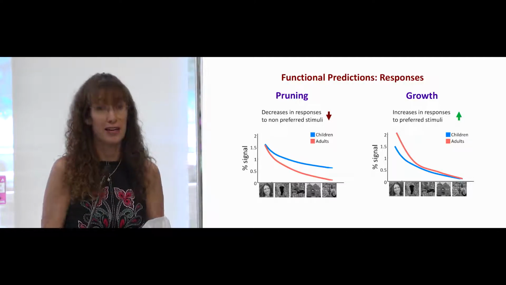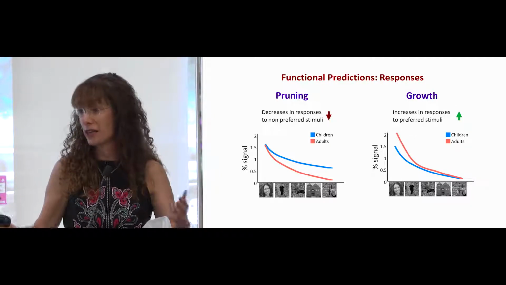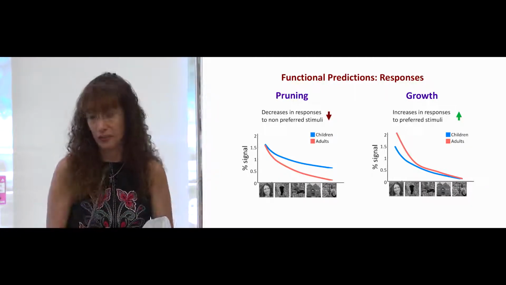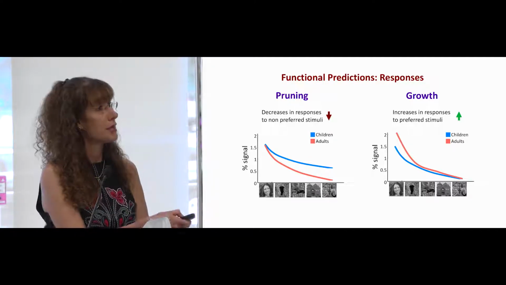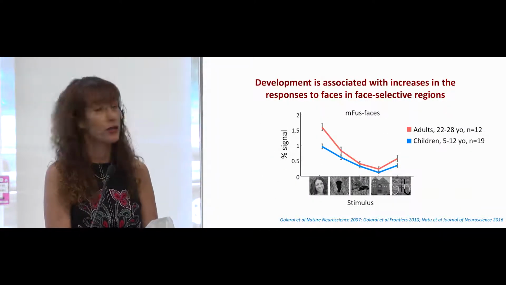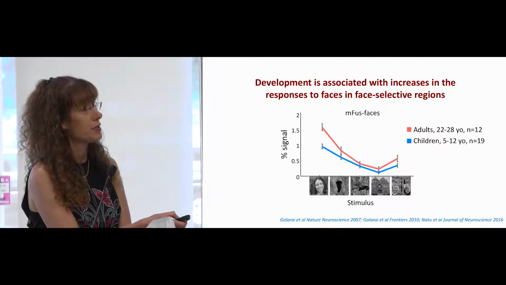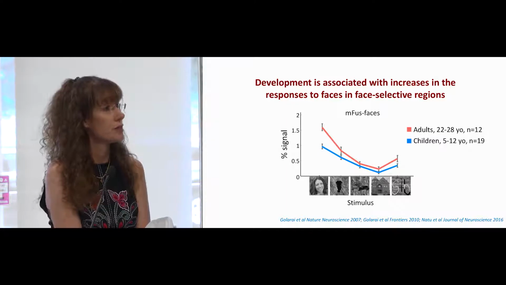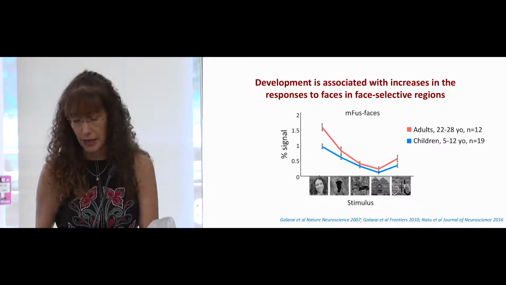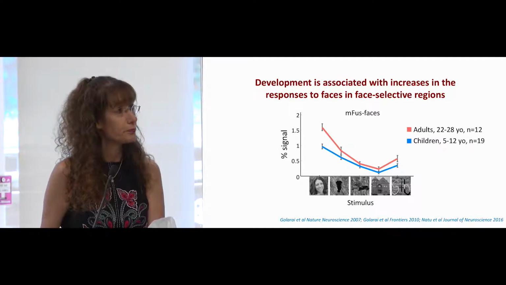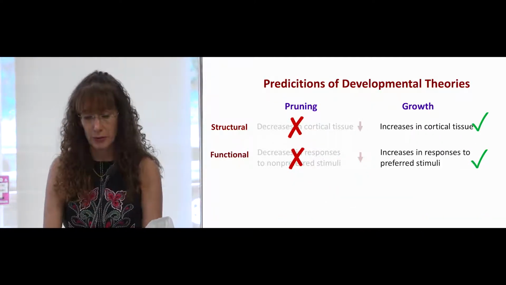This is a very easy hypothesis to test, because all we need to do is identify face-selective voxels in children and adults, use independent data to extract signals, and just see what comes out. And this is precisely what we did, and this is an example from mFus-faces. The blue shows the response in children to these stimuli. The orange shows the response in adults to these stimuli. And you can see that there's a significant increase in the responsiveness to faces, but we don't see significant differences in the responsiveness to non-faces. And this is consistent, again, with the prediction of the growth hypothesis. So far we have functional and structural data that are consistent with the growth hypothesis.